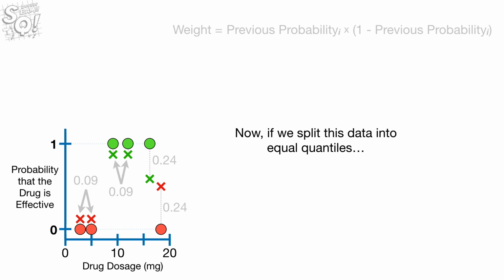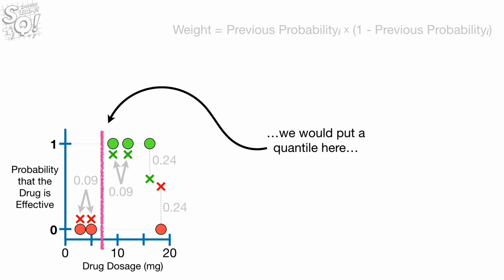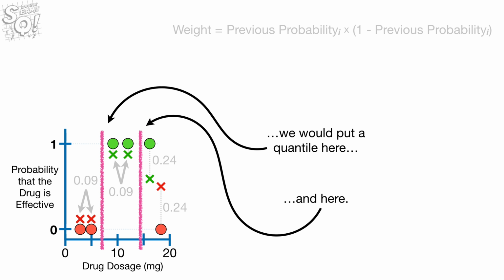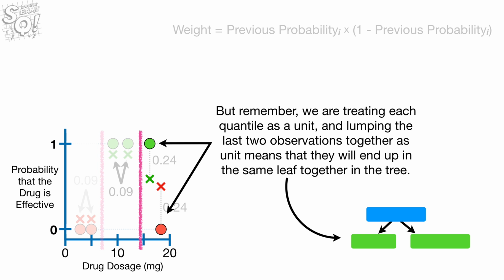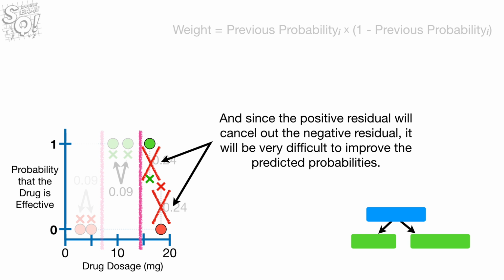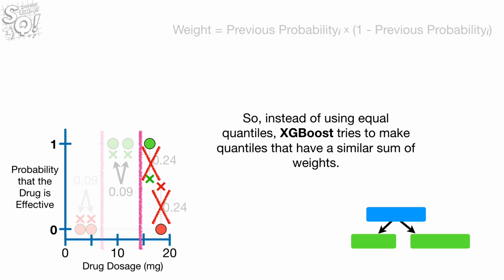Now, if we split this data into equal quantiles, we would put a quantile here and here. But remember, we are treating each quantile as a unit, and lumping the last 2 observations together as a unit means they will end up in the same leaf together in the tree. And since the positive residual will cancel out the negative residual, it will be very difficult to improve the predicted probabilities. So, instead of using equal quantiles, XGBoost tries to make quantiles that have a similar sum of weights.